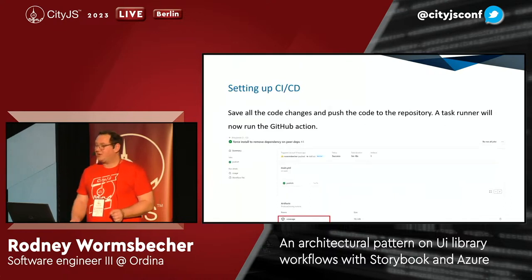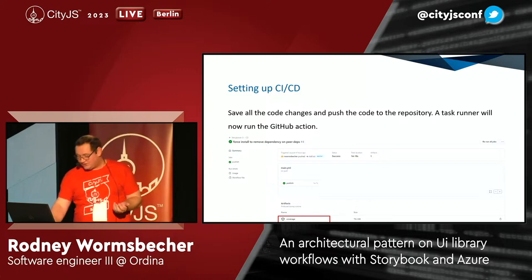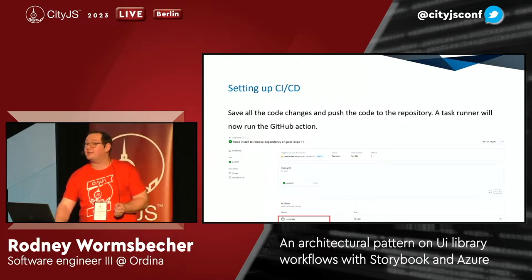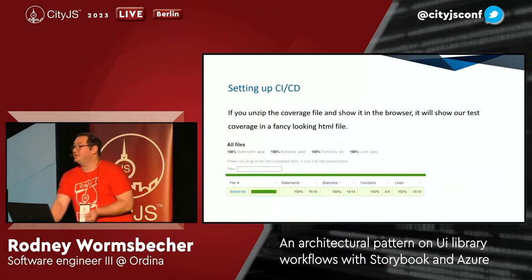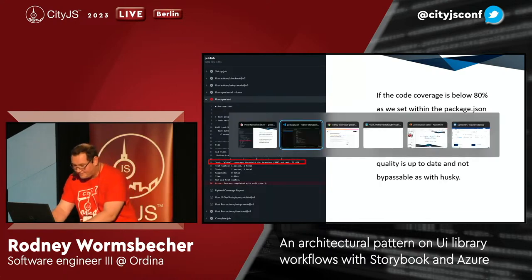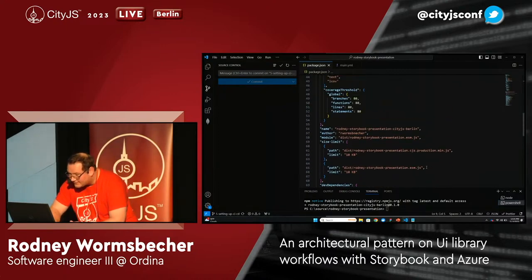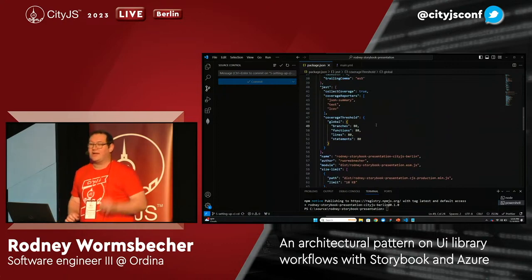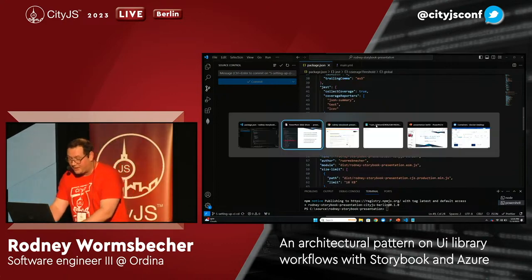So if everything goes correctly, we have an action that actually runs. It completes. And on the bottom, we have this artifact, which is our coverage report. From there, we can actually see our unit tests. And if it goes wrong, in my package.json, I set a coverage threshold. So everything should at least be 80%. If not, it will error out from my pipeline.